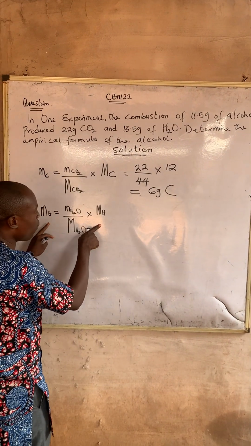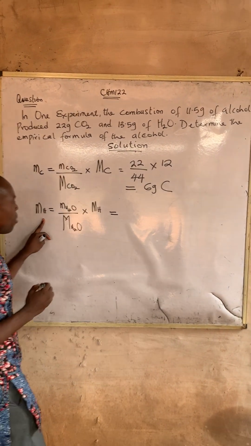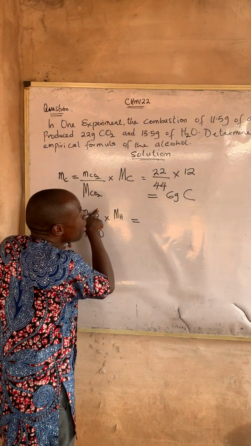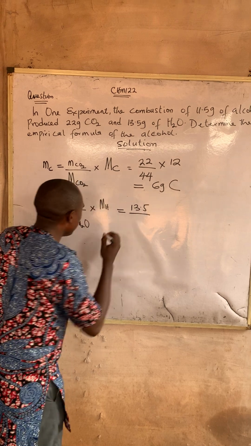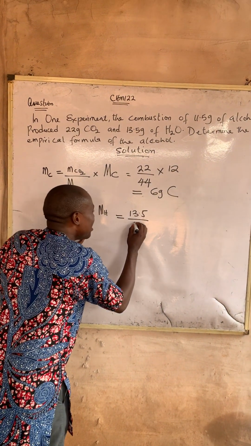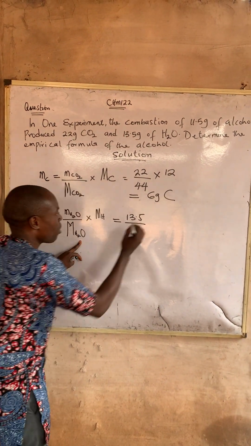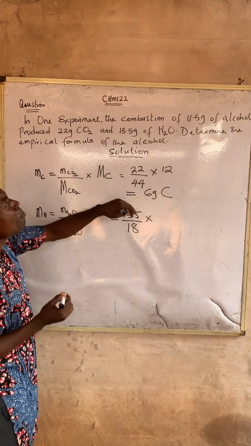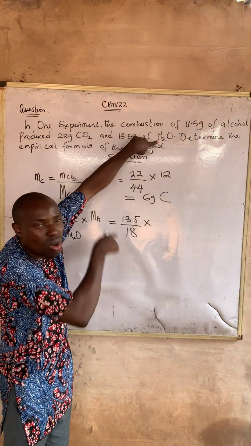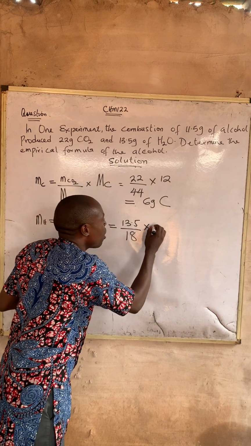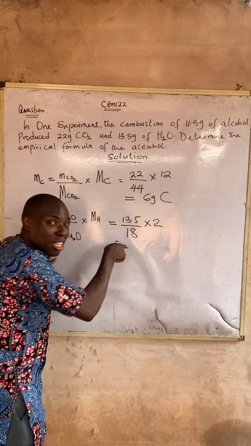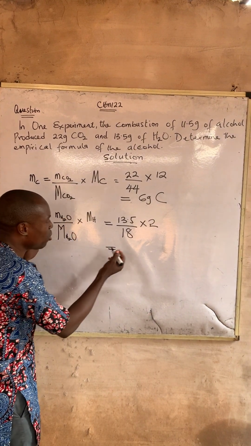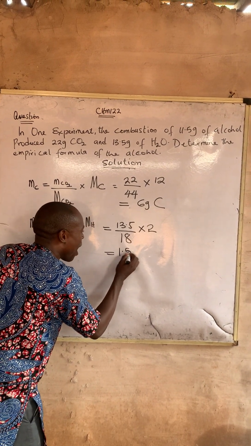The same thing also goes for the hydrogen. The mass of water is 13.5 over the molar mass of water, which is 18 grams, multiplied by the molar mass of hydrogen in this water, which is 2 times 1, which is 2. So when you multiply and divide, the mass of the hydrogen is 1.5 grams.